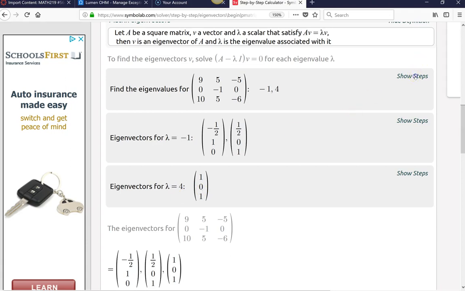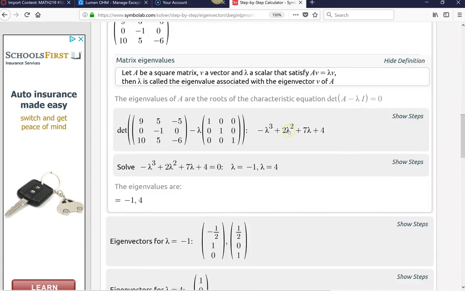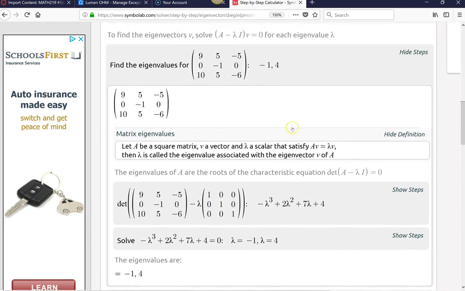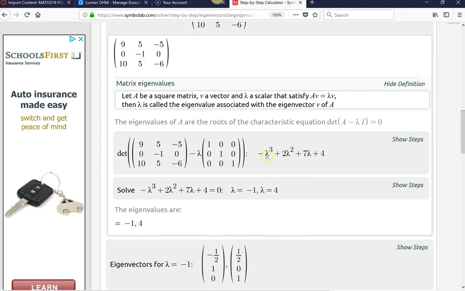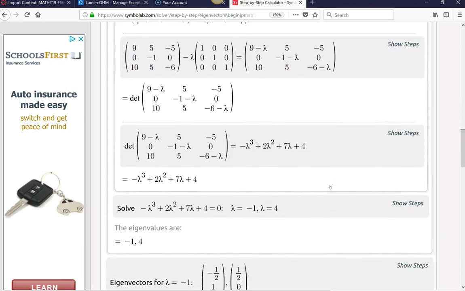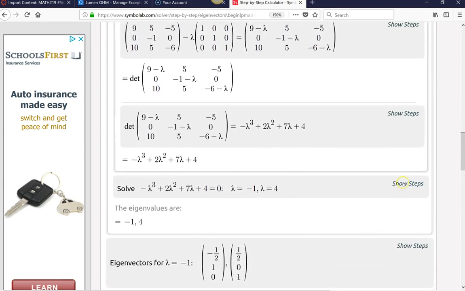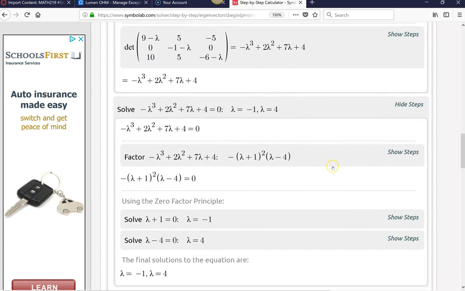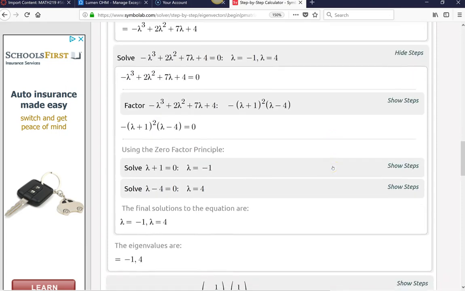In fact, if you show the steps, what you get is the characteristic polynomial as well. If I click in here where they give me the values, it even factors it for me, making it negative lambda plus 1 squared times lambda minus 4 equals 0.